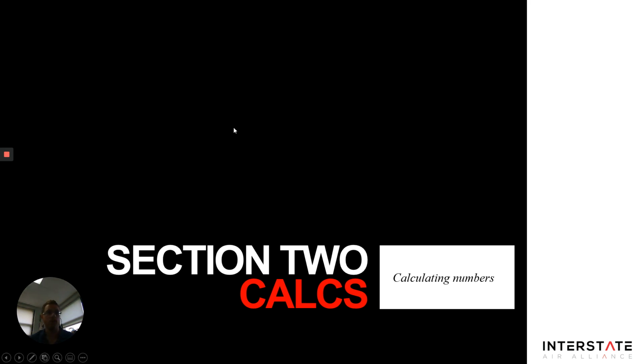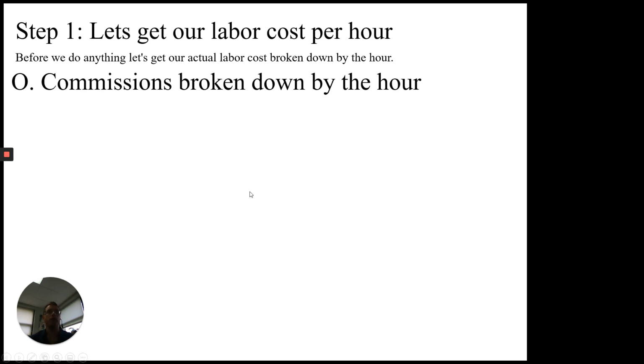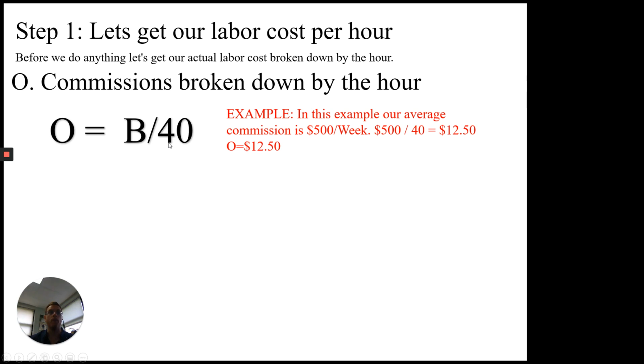Let's go on to section 2, calculations. Step 1 is let's get our actual labor costs per hour. Before we do anything with the days and hours we're working, let's get our labor cost. We have to break down our commissions by the hour because we did it by the week. So O is going to be B, this is why I told you to write this stuff down, divided by 40, a 40-hour work week, and you come up with your number.